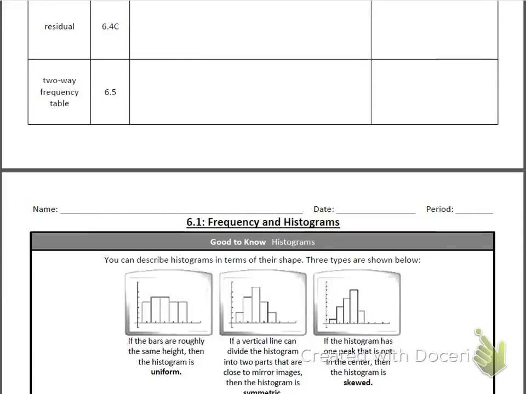So for the last lesson of the unit, we're going to switch gears a little bit, and what we're going to be talking about today is two-way frequency tables and data that you can pull from them. It's similar to our very first lesson where we made frequency charts, but two-way meaning we're going to be looking at two different sets of data on the same table.